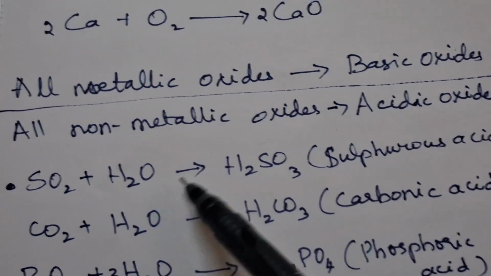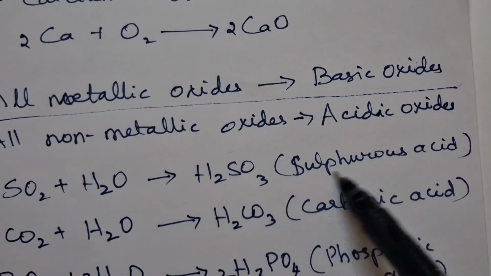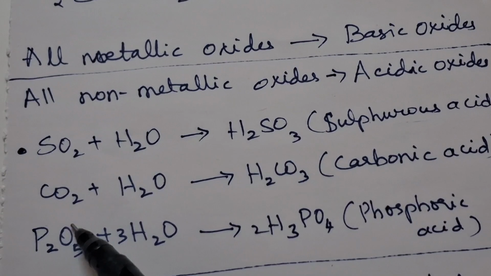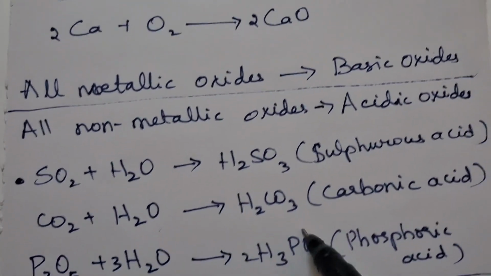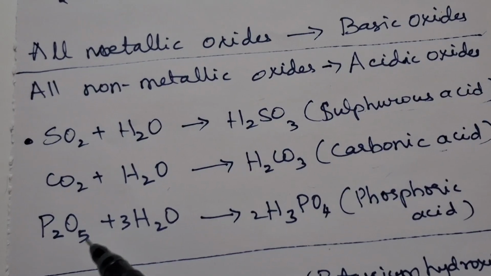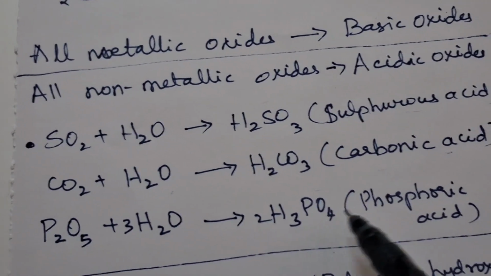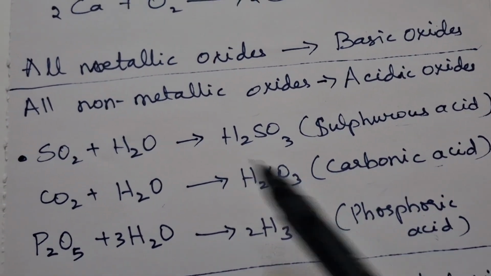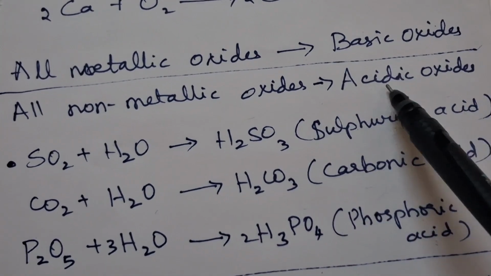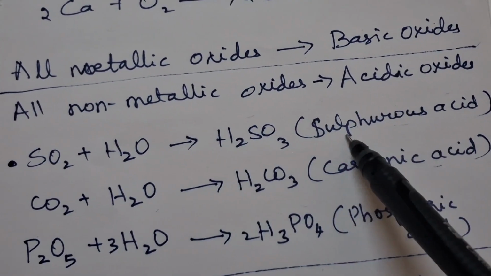When dissolved in water, it gives you sulfurous acid. Sulfurous acid means it's acidic in nature. Carbon dioxide, when it dissolves in water, gives you carbonic acid. That is also an acidic oxide, acidic in nature. Phosphorus pentoxide, when dissolved in water, gives you phosphoric acid. So all non-metallic oxides are acidic oxides. An acidic oxide, when dissolved in water, gives you an acid.